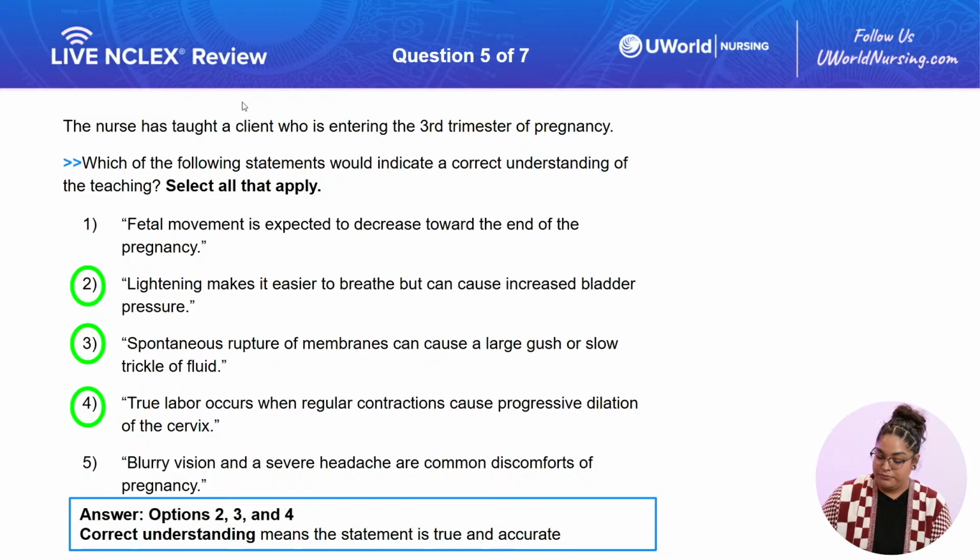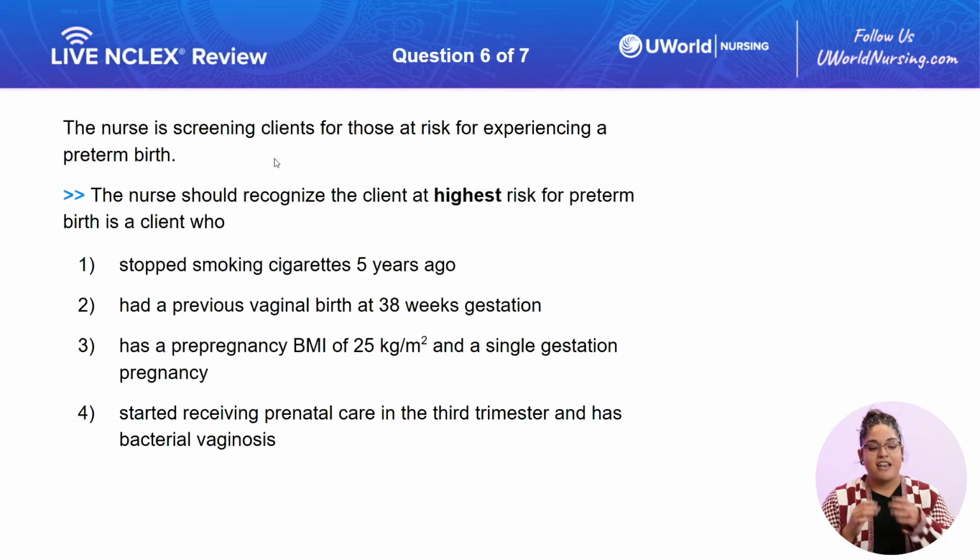Great job. All right, our next question. The nurse is screening clients for those at risk for experiencing preterm birth. The nurse should recognize that the client at highest risk for preterm birth is a client who, option 1, stopped smoking cigarettes 5 years ago. Option 2, had a previous vaginal birth at 38 weeks gestation. Option 3, has a pre-pregnancy BMI of 25 and a single gestation pregnancy. And option 4, started receiving prenatal care in the 3rd trimester and has bacterial vaginosis. Let us know what you guys think.